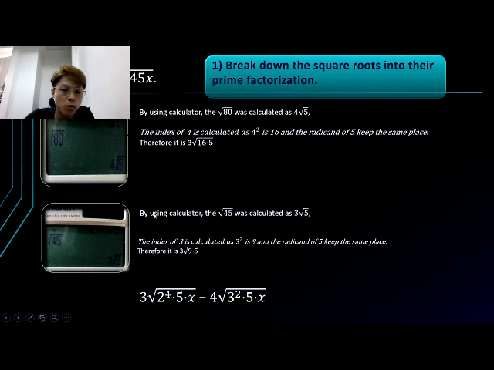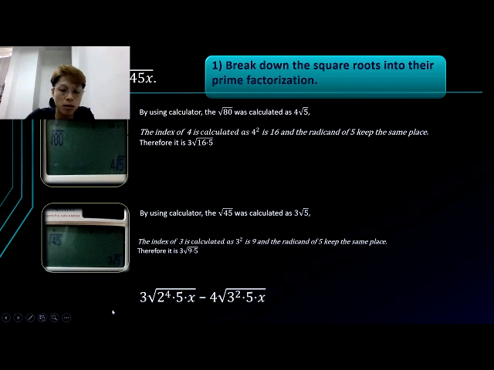We do the same for the next one, the square root of 45, by using the calculator. The square root of 45 is calculated as 3 square root 5. So the 5 will still keep the same. We just use 3 squared, so we get 9. So in the end we get 3 square root of 9 times 5. So this is the first step.